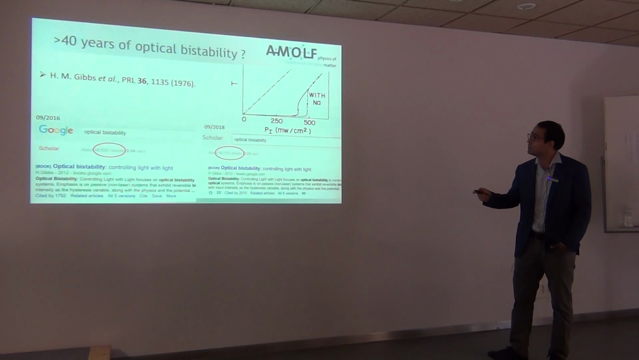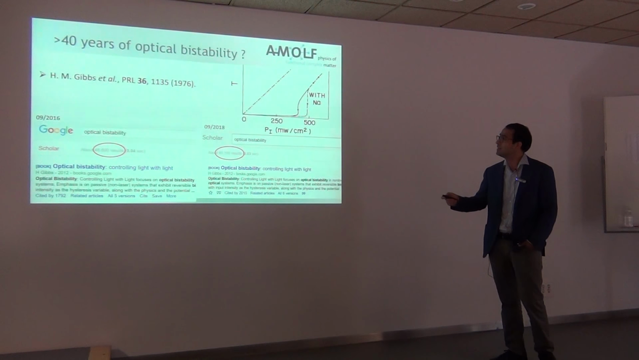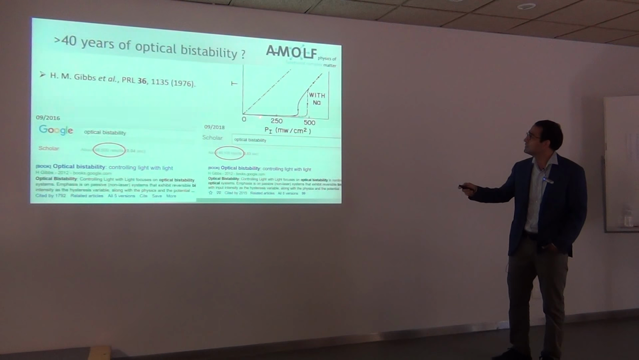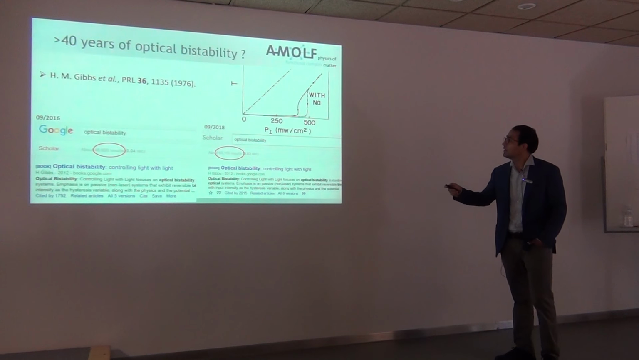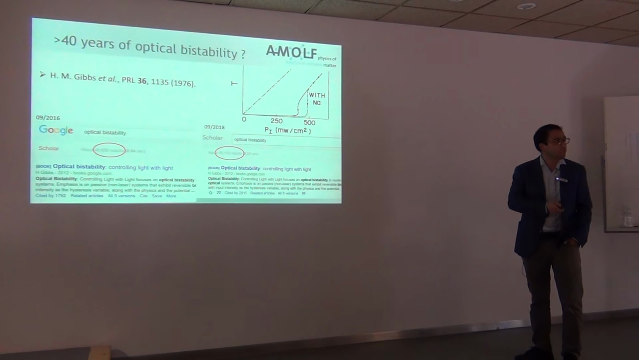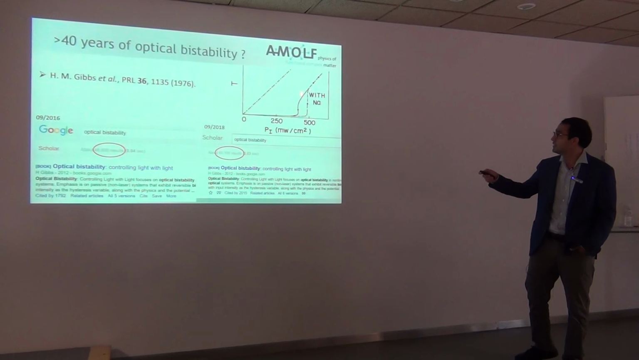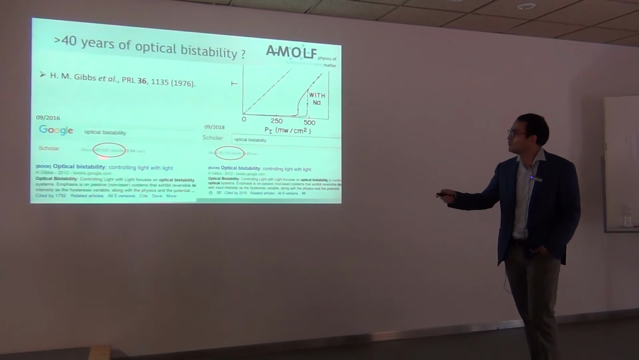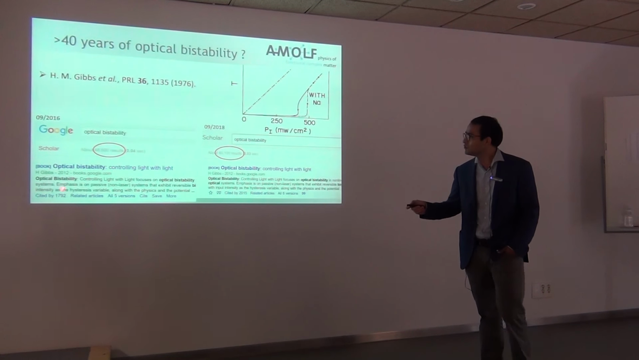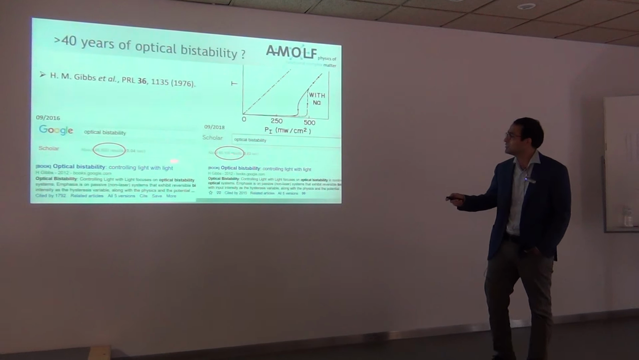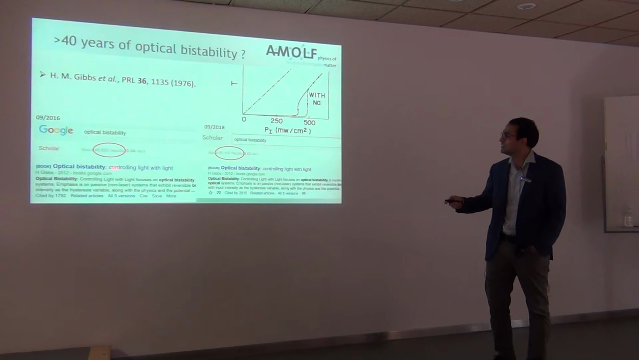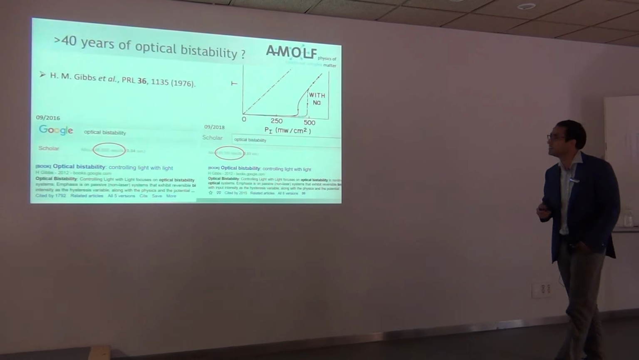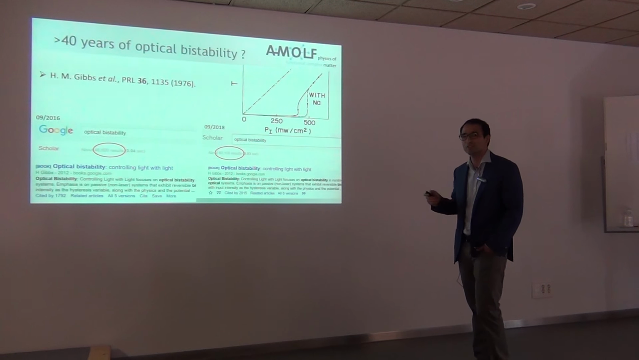This was the first report of optical bistability experimentally, by Gibbs in '76, where they put sodium atoms in a cavity and they just scan the power up and down, and they see this hysteresis characteristic of bistability. Now I also want to point out that bistability is an old story, but if you just look at the last 2 years, the number of citations has increased very dramatically, right? So it seems that there is a kind of comeback of this topic, and I'll try to explain why.